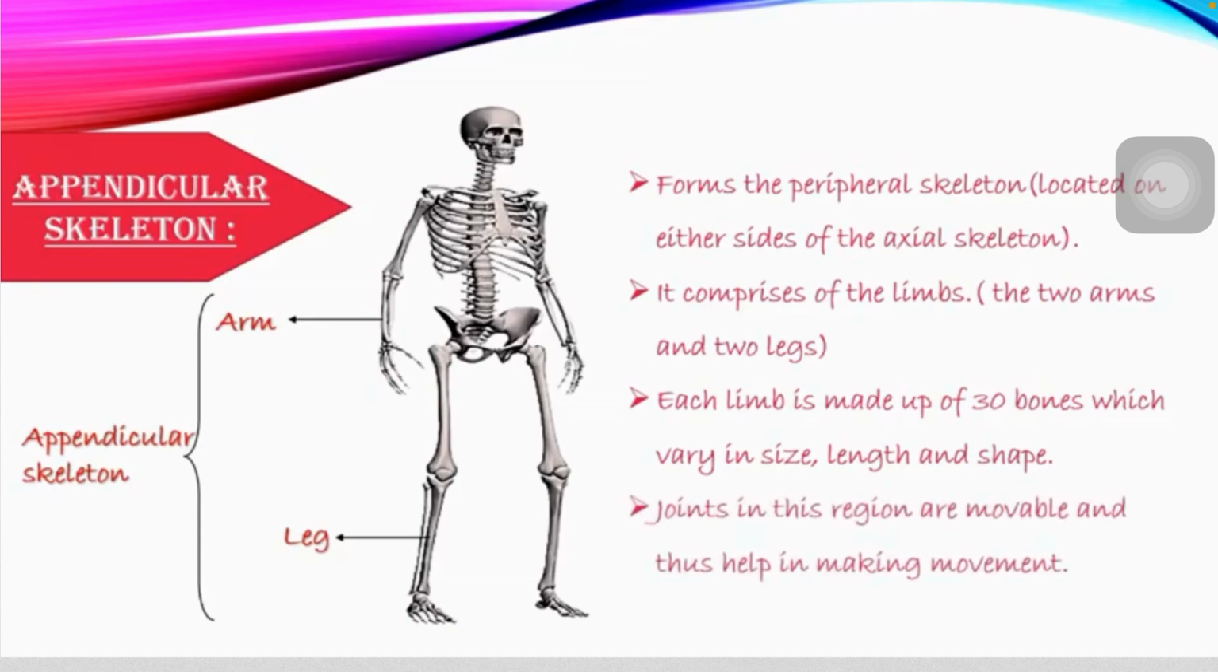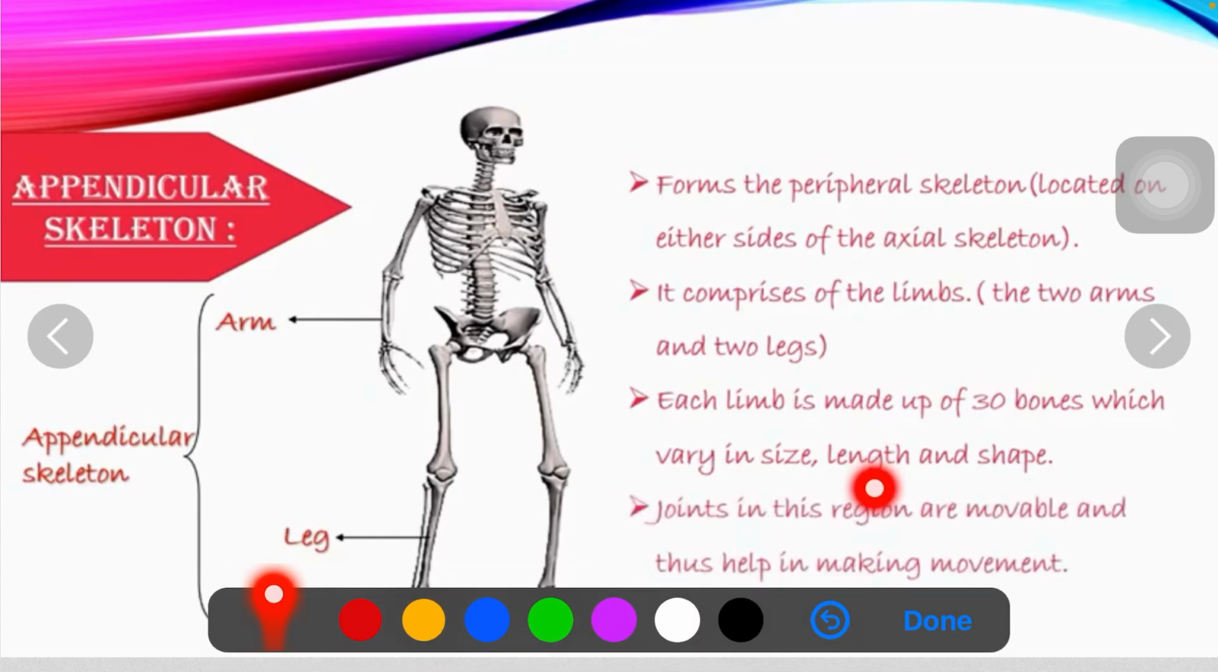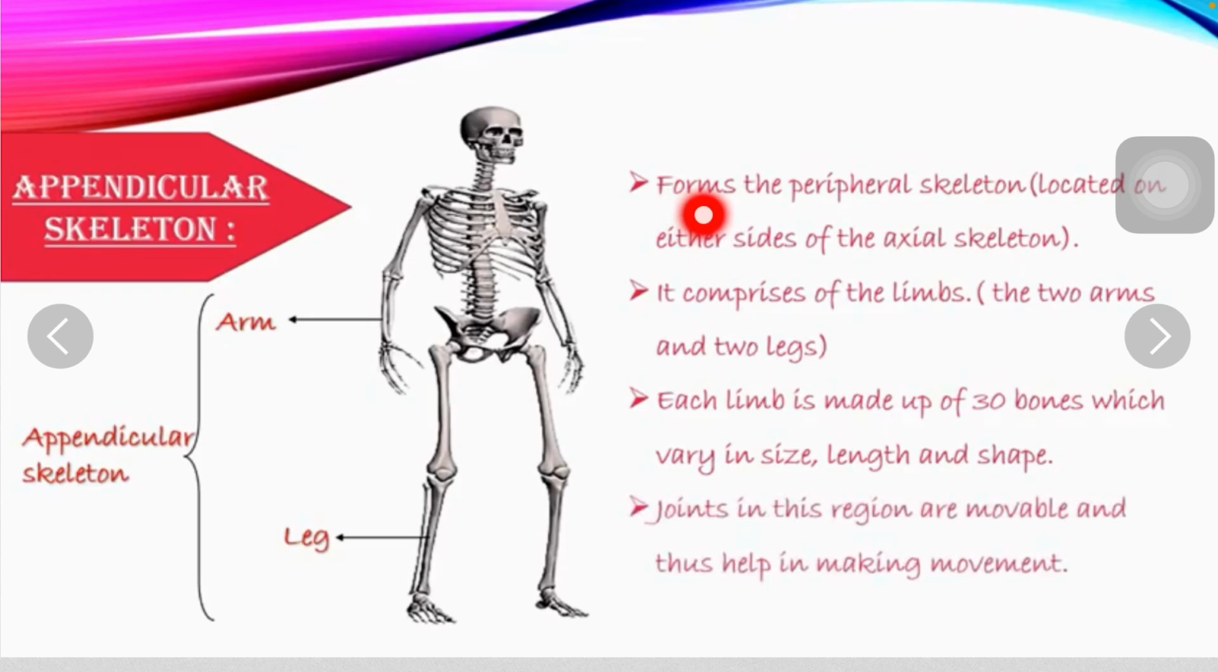Students, now let us see about appendicular skeleton. As I told you, this consists of arm and leg bone. So this forms the peripheral skeleton, which is located on either side of the axial skeleton. These comprise the limbs, the 2 arms and the 2 legs.